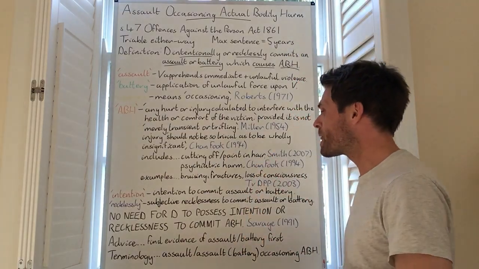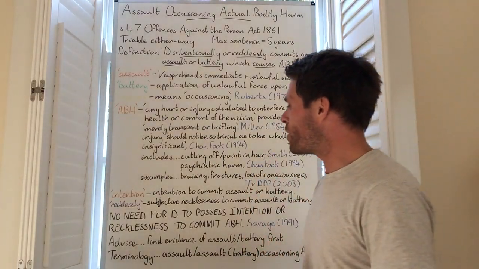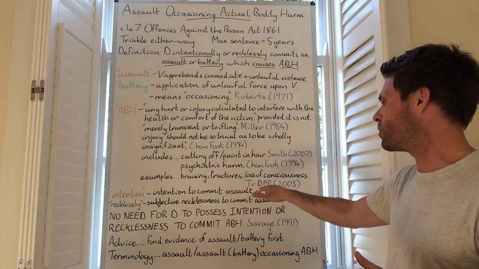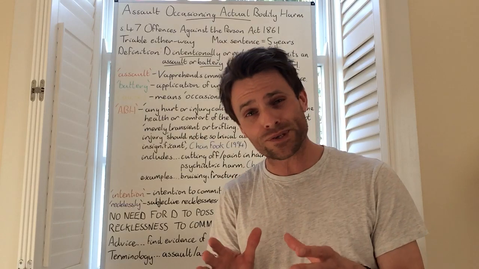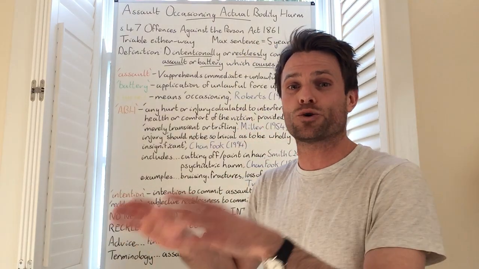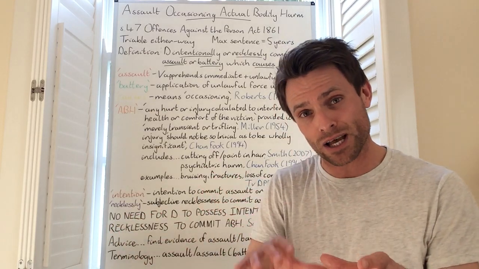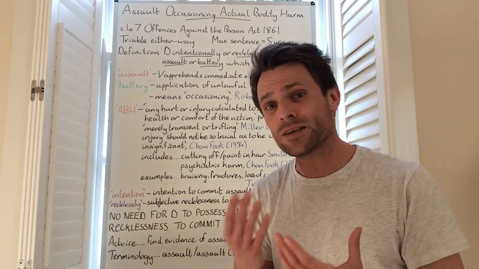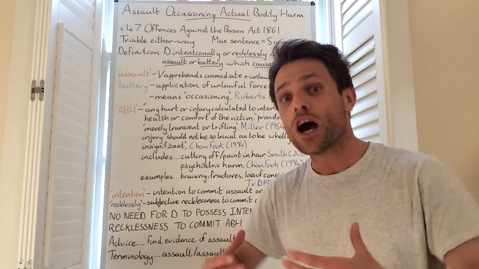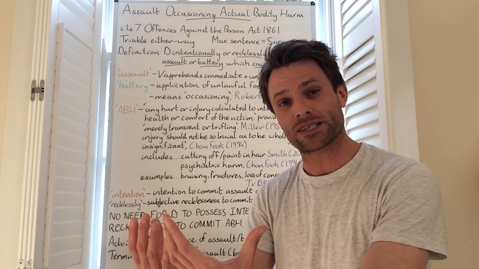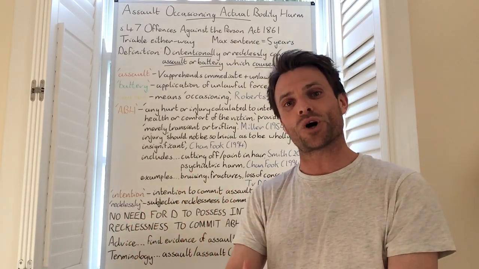Very, very important. In terms of the mens rea elements, well, we have the word intention. It's the intention to commit an assault or battery. And I'll re-emphasise that it is not the intention necessarily to commit actual bodily harm. It is just the intention to commit the assault or the battery, which in themselves are quite minor offences. But if it leads to actual bodily harm as a consequence for the victim, then the offence will be assault occasioning actual bodily harm.